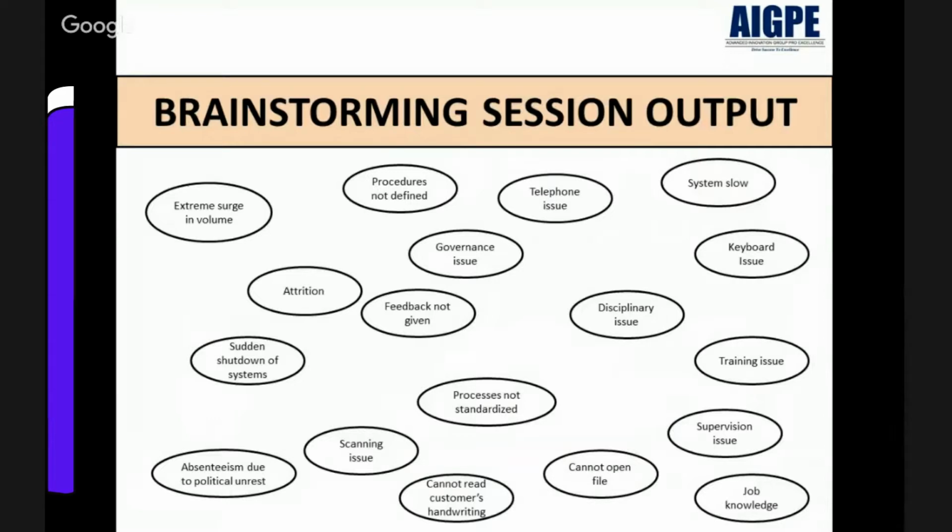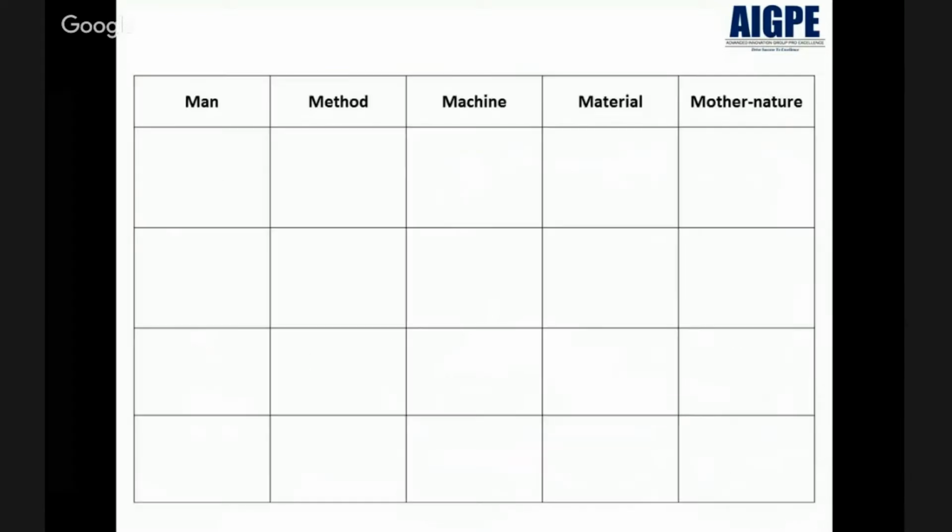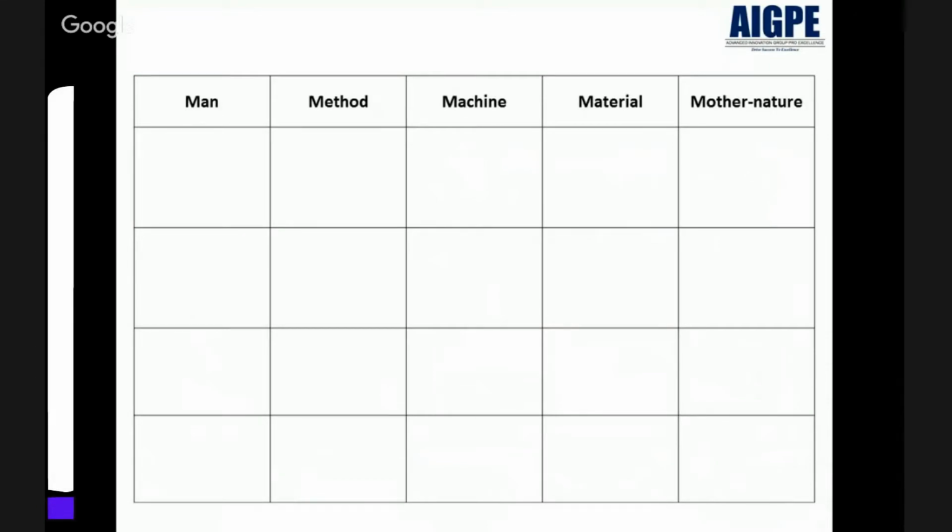Now we have this data as unstructured data. Our next step is to structure this data in the best possible manner. If you're using a generic fishbone diagram, it will have a common set of categories. These categories are generally called the 5 M's. The 5 M's stand for man, method, machine, material, and mother nature.